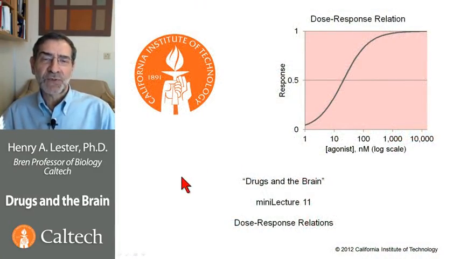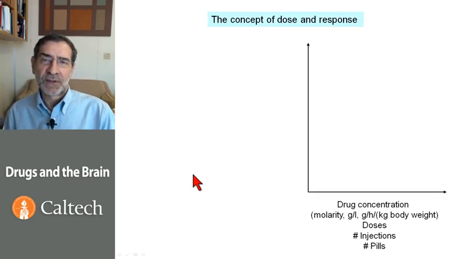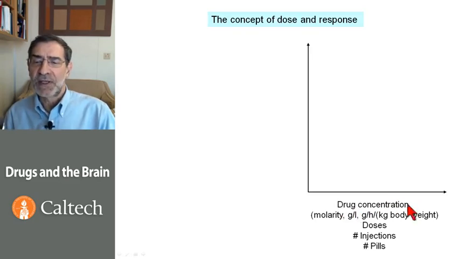Now we'll talk about dose-response relation. The concept of dose and response has intimate connections with the concept of receptors. And receptors and dose-response relations were defined more than a century ago and many decades before we knew about receptors as proteins and genes. The general idea is that we can add drugs to an organism or to an isolated part of an organism or to a cell in many different ways.